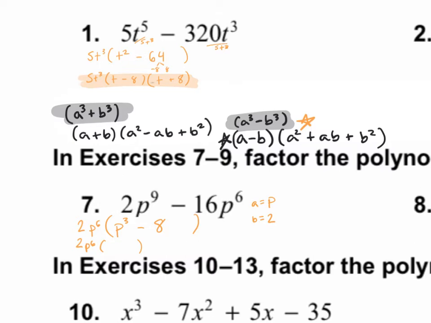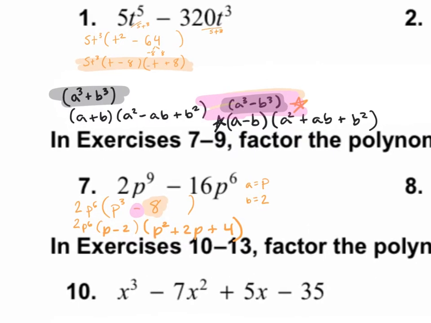And we just plug in a and b. So we have p minus 2 times p squared plus 2p plus 4. When it comes to the negative sign, you don't take into account that this is a negative 8, it's just 8 and you plug it into this formula. The only reason you look at this negative sign is because it tells you to use this formula. Any questions on that one?